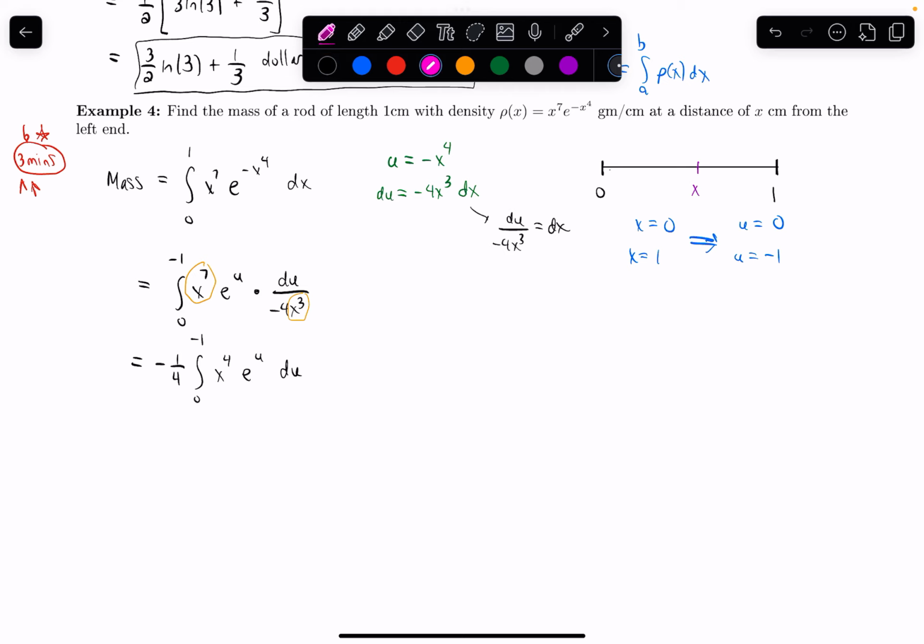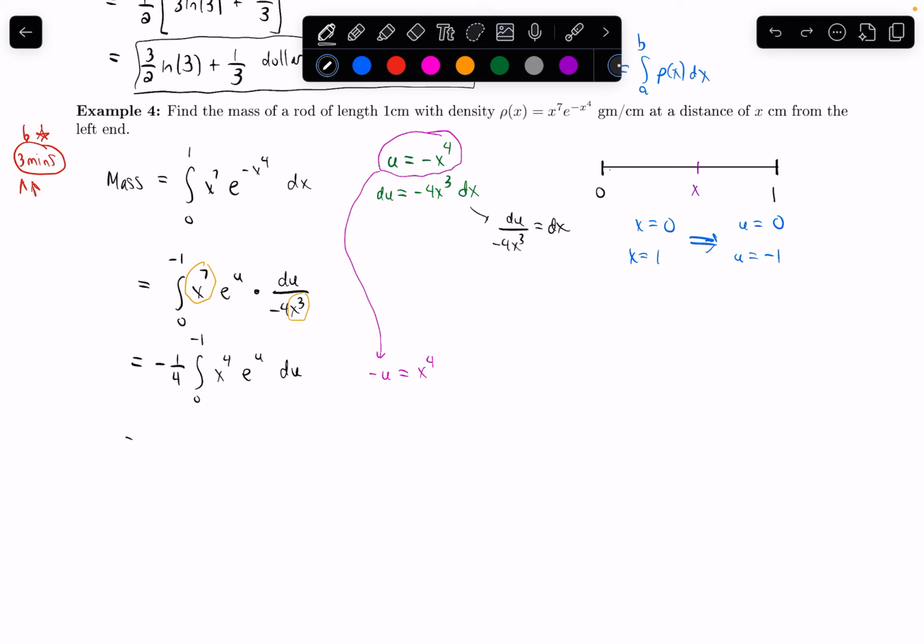So we still have some lingering x's, which is unfortunate. But as we've seen before with u sub problems, sometimes we can get rid of lingering x's by taking our u sub and using it again. If I isolate x to the 4th, I get negative u equals x to the 4th. And now I can plug that in where I have this x to the 4th.